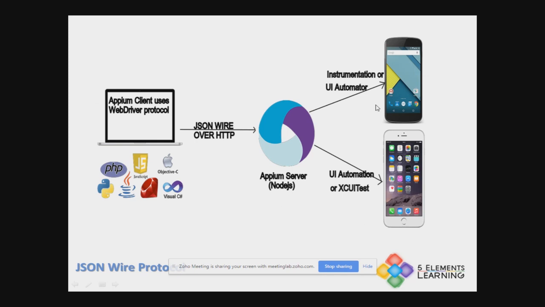Which is used to send information of instrumentation or through UI Automator on an Android platform. Or it is used to send information of UI automation on the XUI test. So what we have available is an APM client which uses the WebDriver protocol, and it transfers messages over the JSON wire protocol, which sends information of automation to the UI Automator or to the XUI test, in the middle being the APM server.